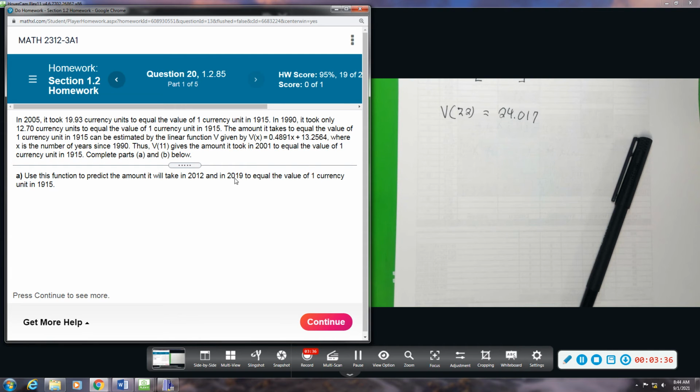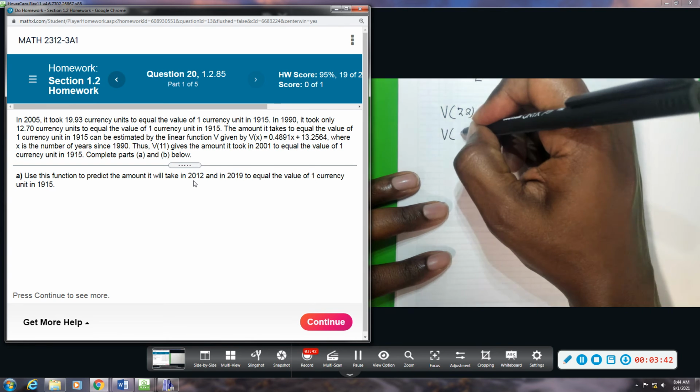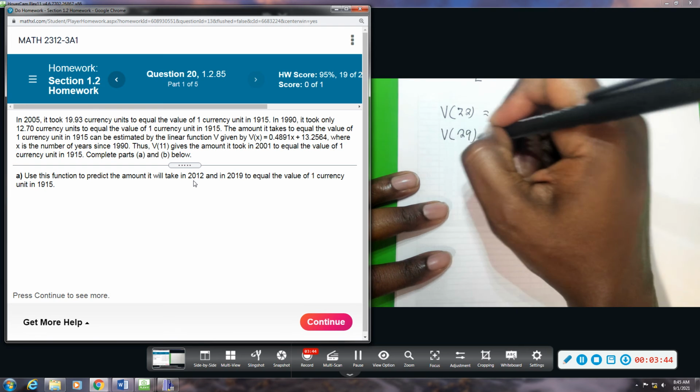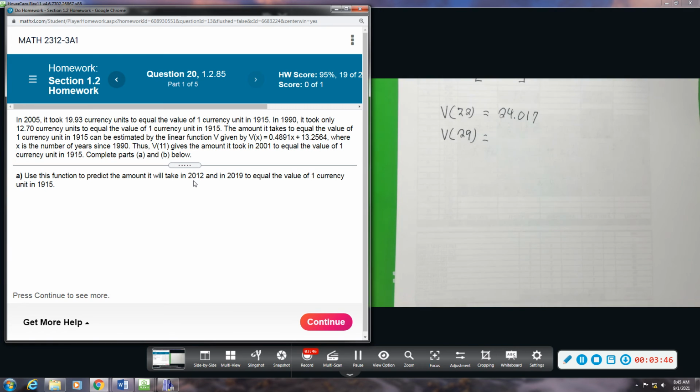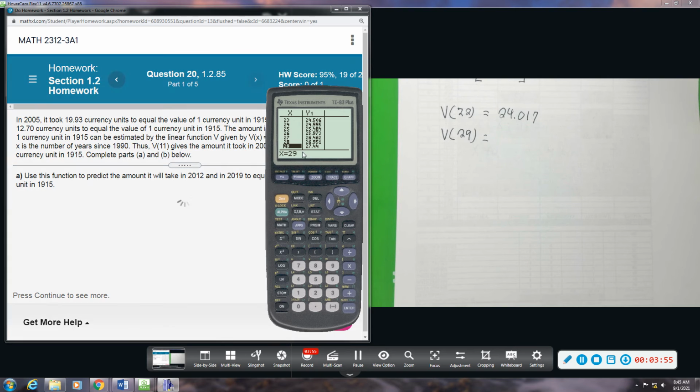And then they also want to know in 2019. So I'd add 7 years. That would be V of 29. So I'm also going to use this calculator and go down and find 29. And at 29 years, we get 27.44.